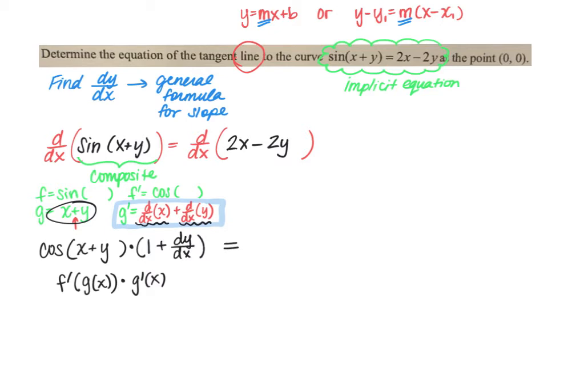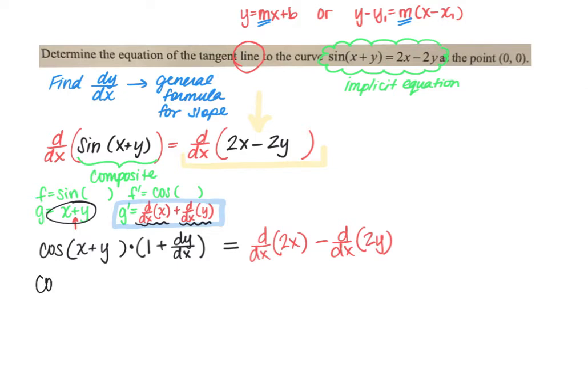Now looking at the right-hand side, I see again that I have subtraction, so I'm going to take the derivative of each of these terms separately. That is the derivative with respect to x of the first term, 2x, minus the derivative with respect to x of the second term, 2y. I'm going to erase my chain rule down here that I was just using to show you this.